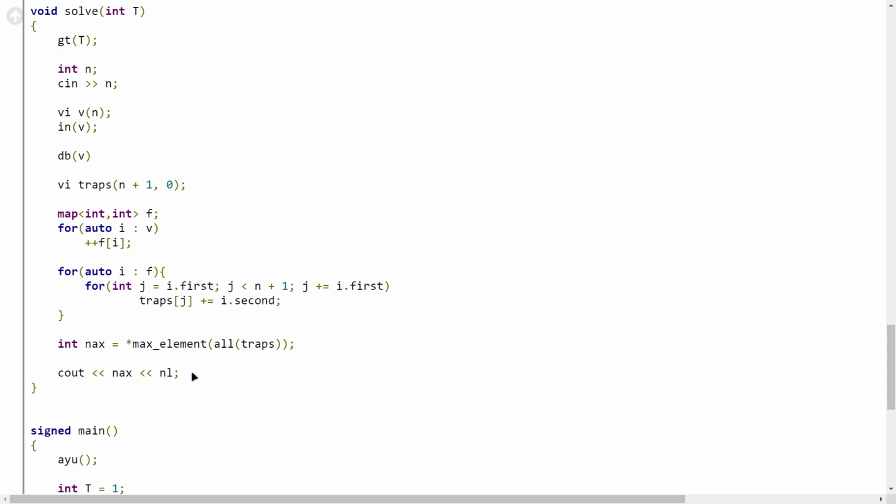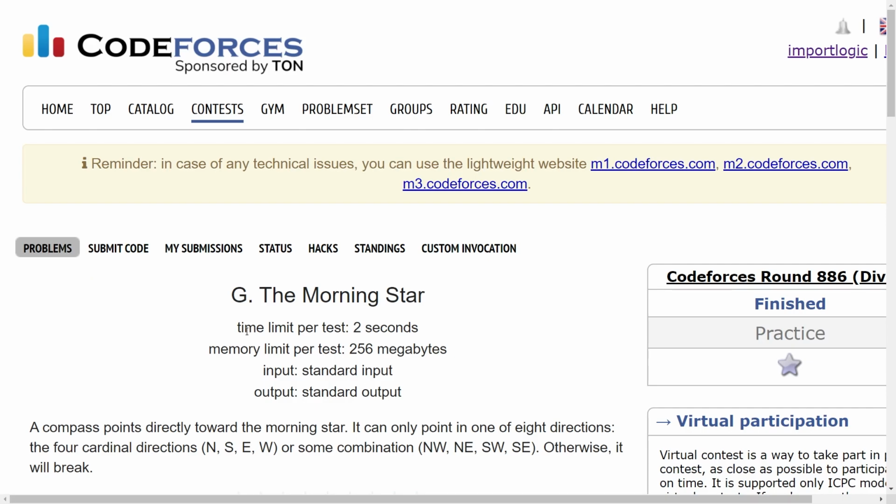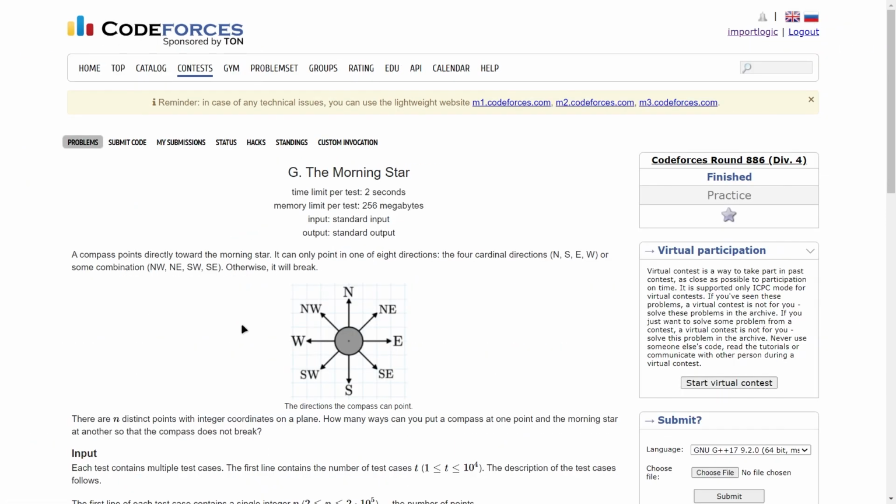So I'm just taking the max element, and I can just print it. So this was all about this particular problem. Now let us move on to the next problem. This problem is also a very simple observational and implementation problem.